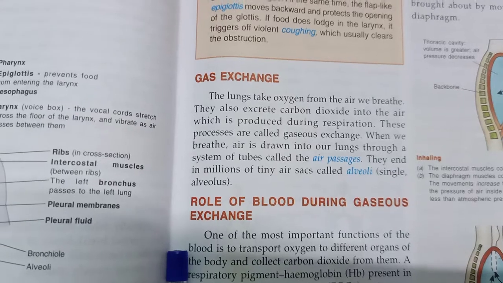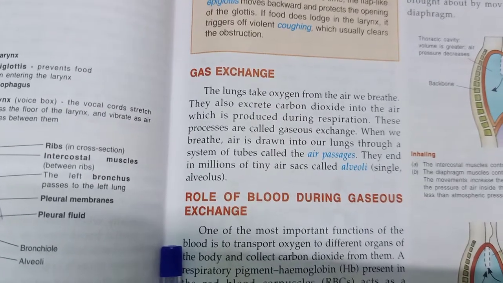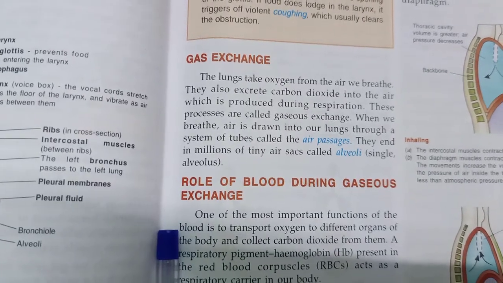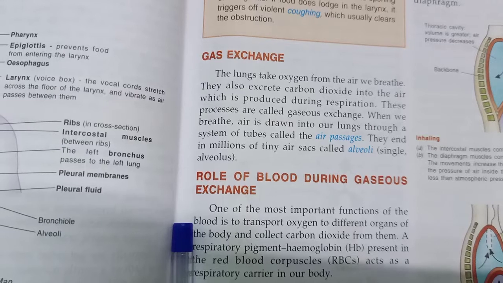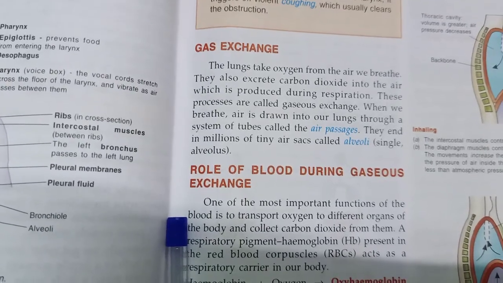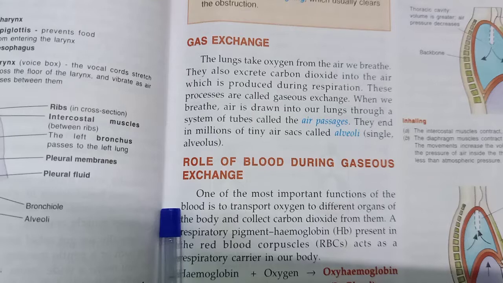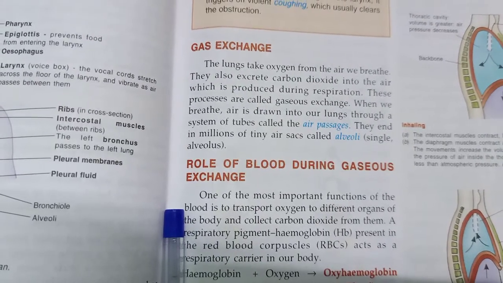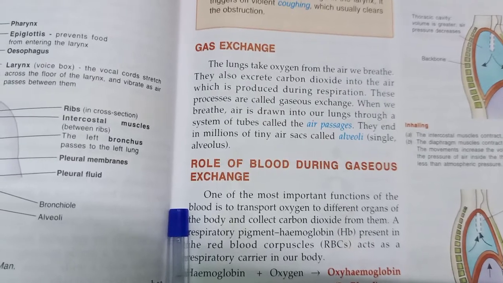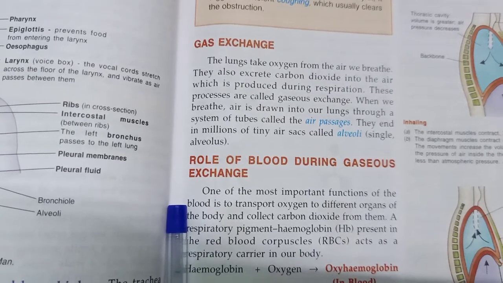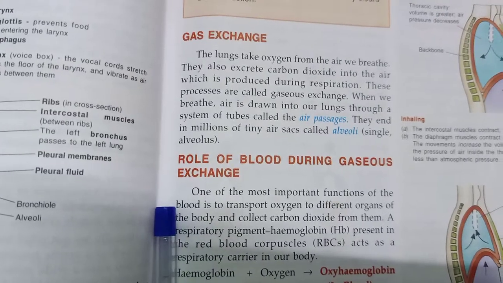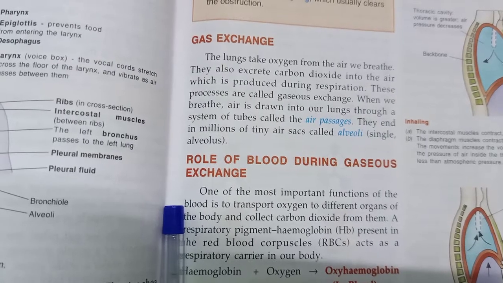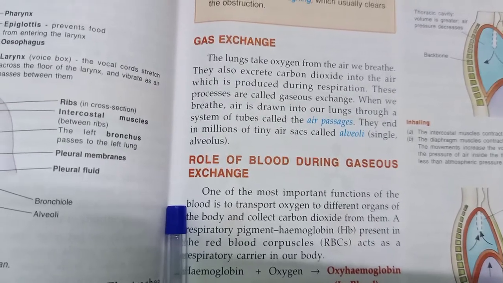Now we come to the next topic, gas exchange. The lungs take oxygen from the air we breathe. They also excrete carbon dioxide into the air, which is produced during respiration. While we breathe, we take in oxygen and give out carbon dioxide into the atmosphere. This entering and releasing of gases is known as gaseous exchange.